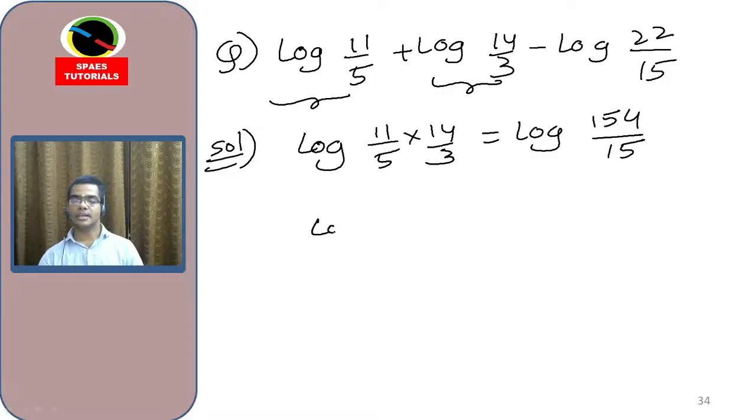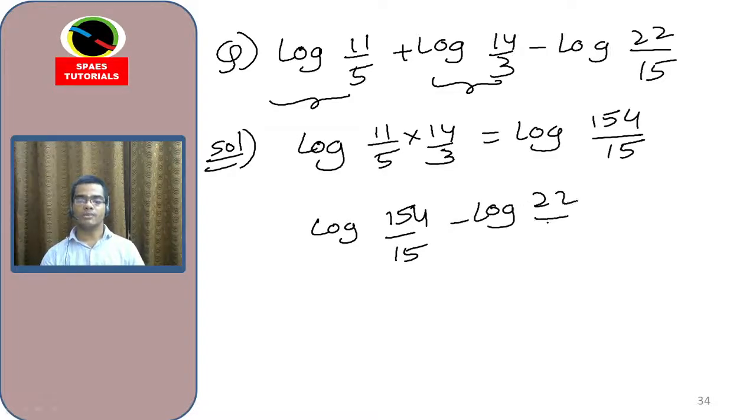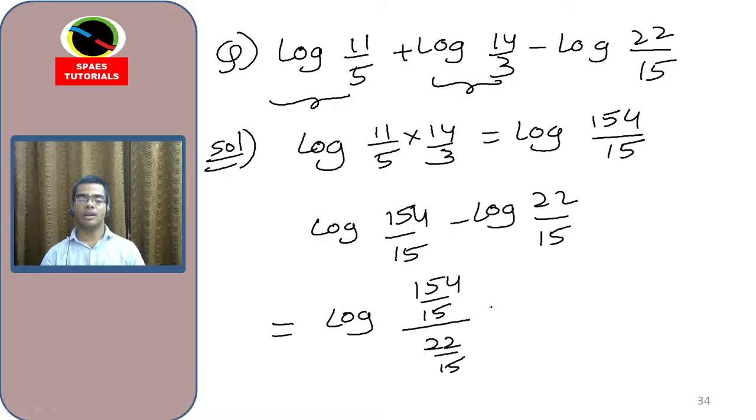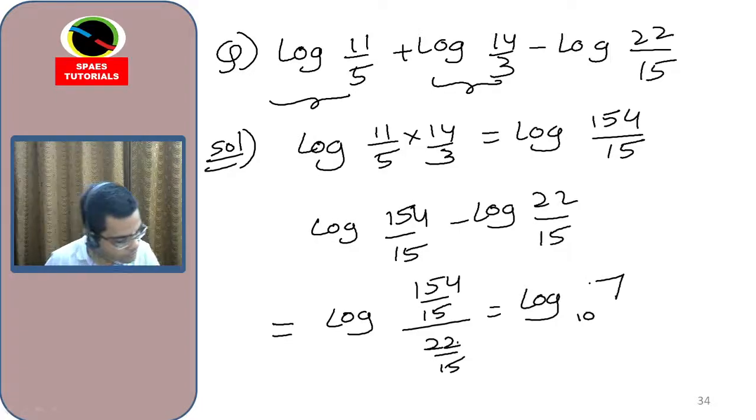So now they said this value minus log 22 by 15. Now log A minus log B is going to become log A by B. That's 154 by 15 divided by 22 by 15. Nothing but log 22 into 7, so it's going to become log 7 base 10. This is the final answer for that. Okay. Let us see one more question.